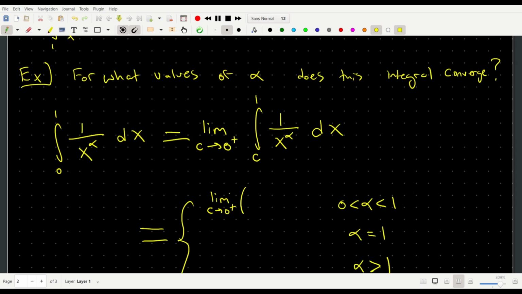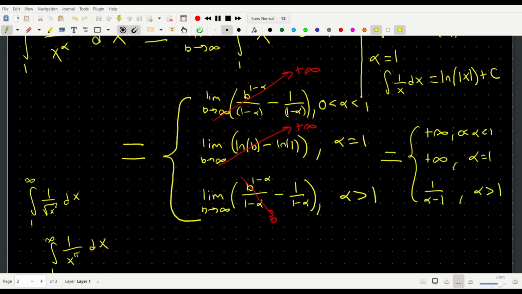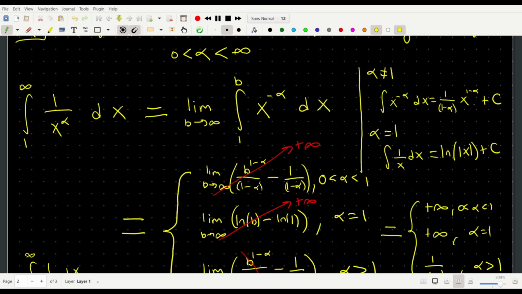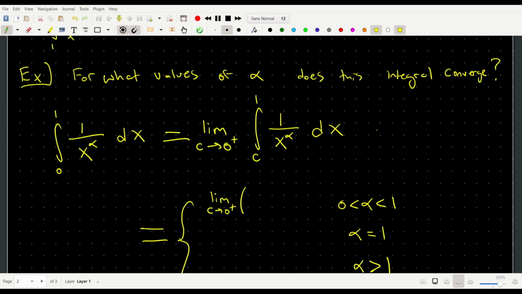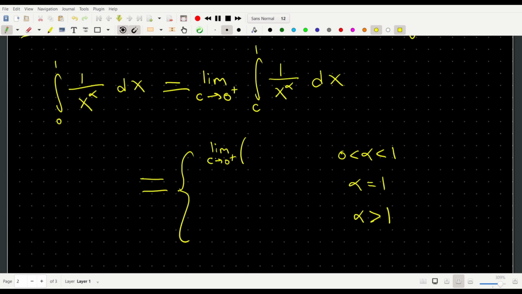So the antiderivative of this function, 1 over x to the alpha, is the same function as before. So the antiderivative is the same. It's going to be 1 over 1 minus alpha times x to the 1 minus alpha. So evaluated at the upper bound of 1 here, this is just going to give us 1 over 1 minus alpha, and minus c to the 1 minus alpha over 1 minus alpha.